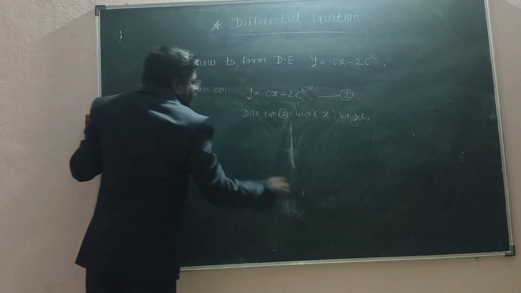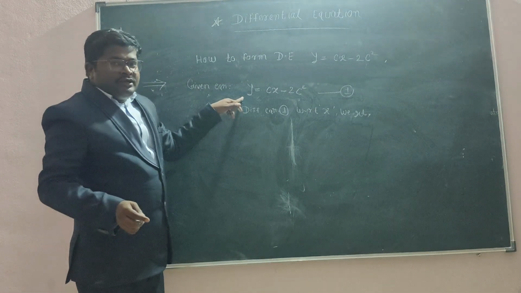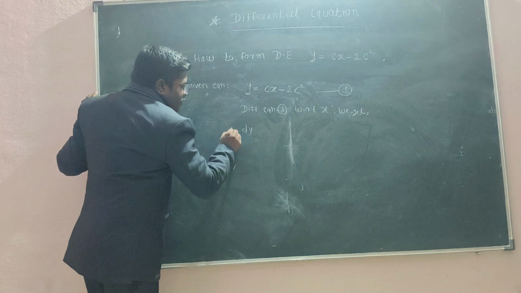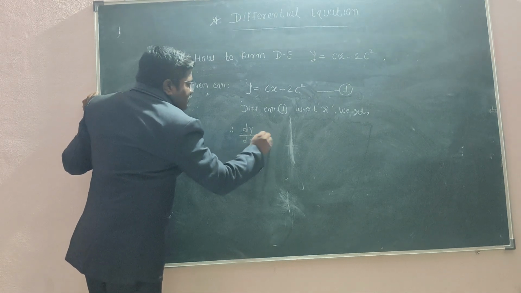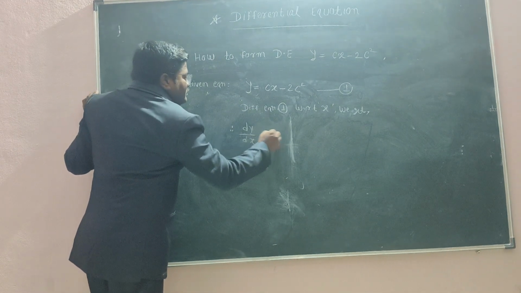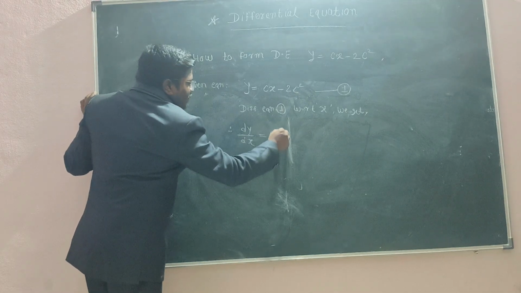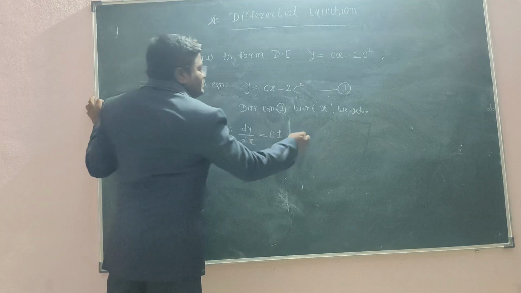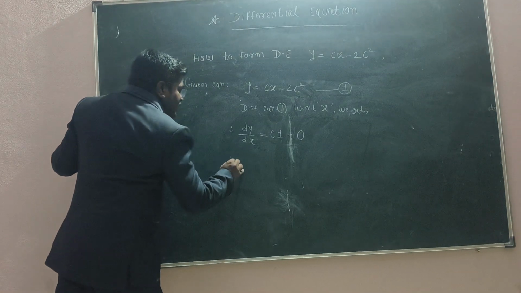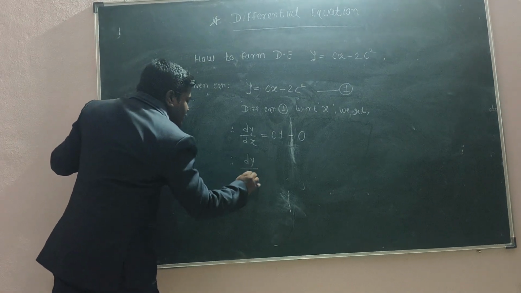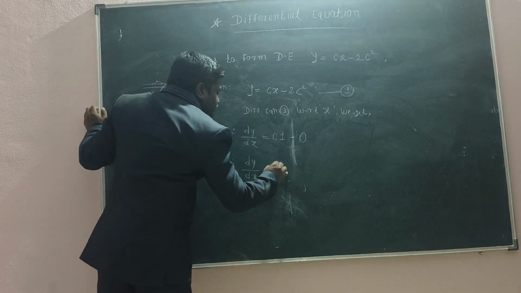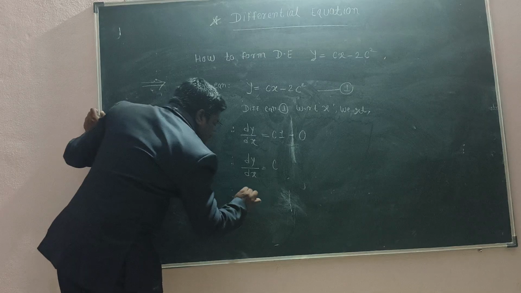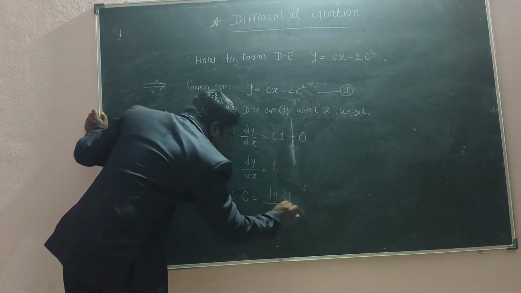Differentiating y with respect to x, we get dy by dx is equal to c, as the constant stays as it is and the derivative of x is 1, minus 2 times c square, and c is also a constant, and the derivative of a constant is 0. Therefore dy by dx is equal to c. So c is equal to dy by dx.